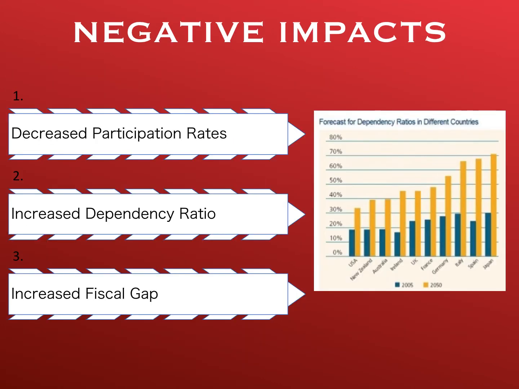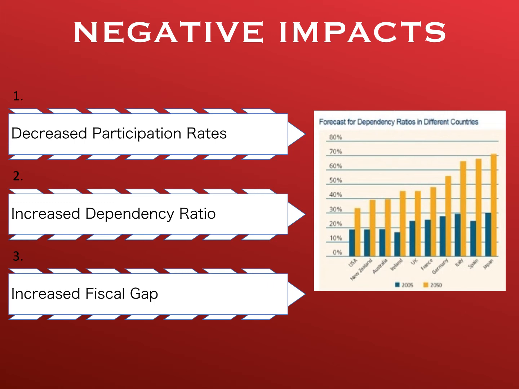There are also many other negative impacts an aging population has on society. First is decreased participation rates in the workforce. This means the number of people in the workforce is expected to decrease and will remain this way unless the government intervenes. The shortage of workers could lead to wages being pushed up, causing wage inflation.